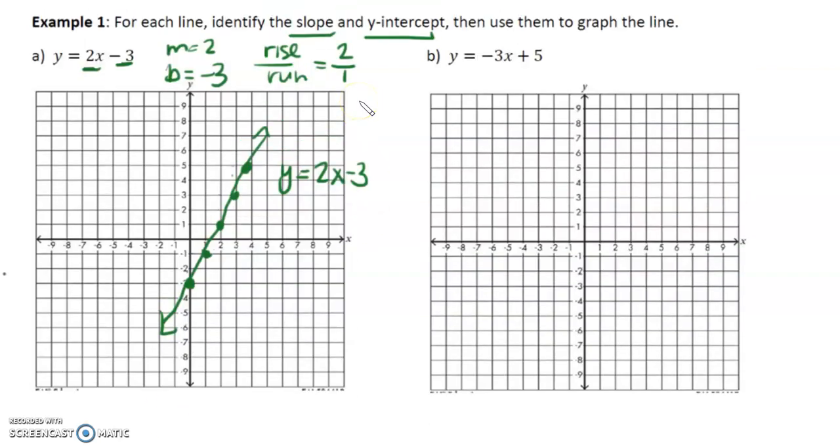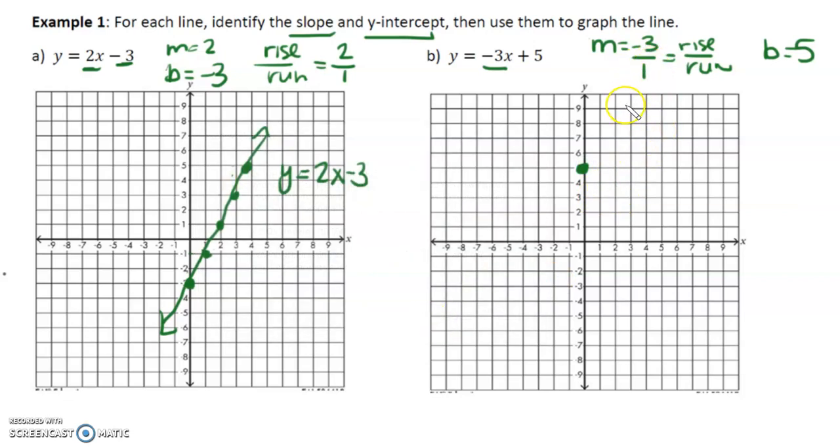Now for B, we have y equals negative 3x plus 5. We have the slope here, which is negative 3 or negative 3 over 1. Remember the rise over the run. And then we have the y-intercept of 5. So first plot the y-intercept, because this will be our reference point, where we start.